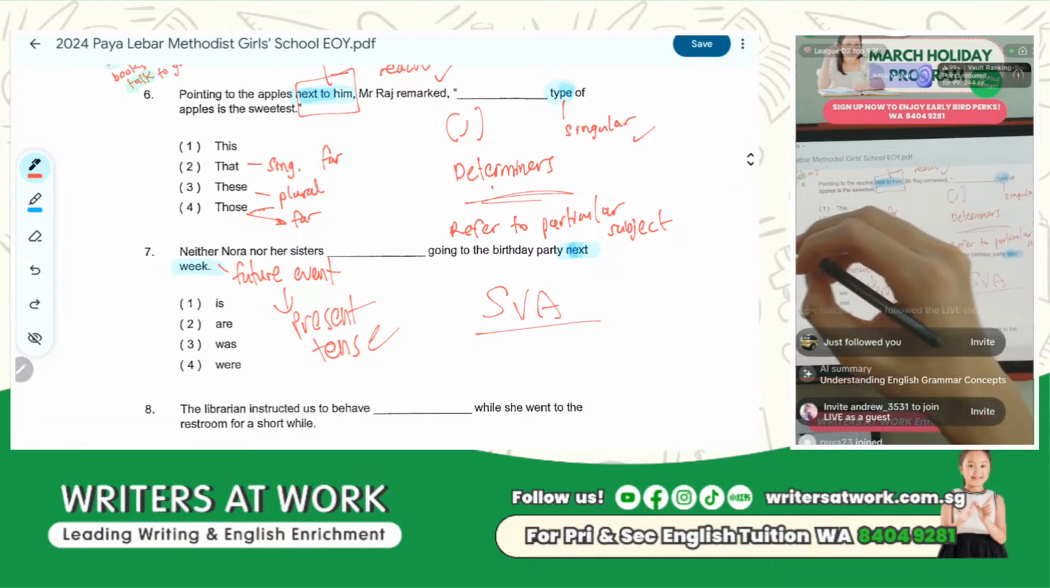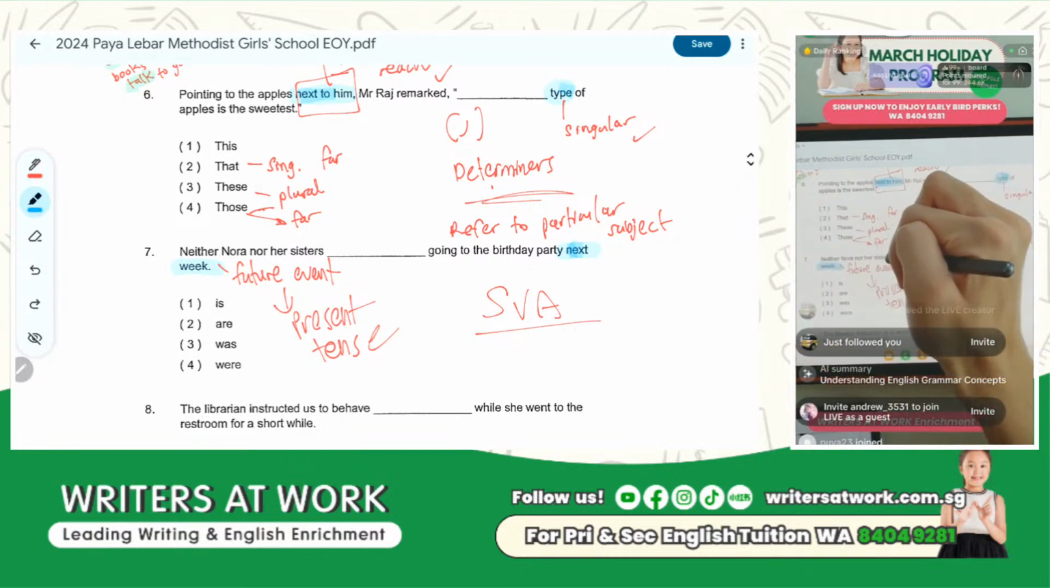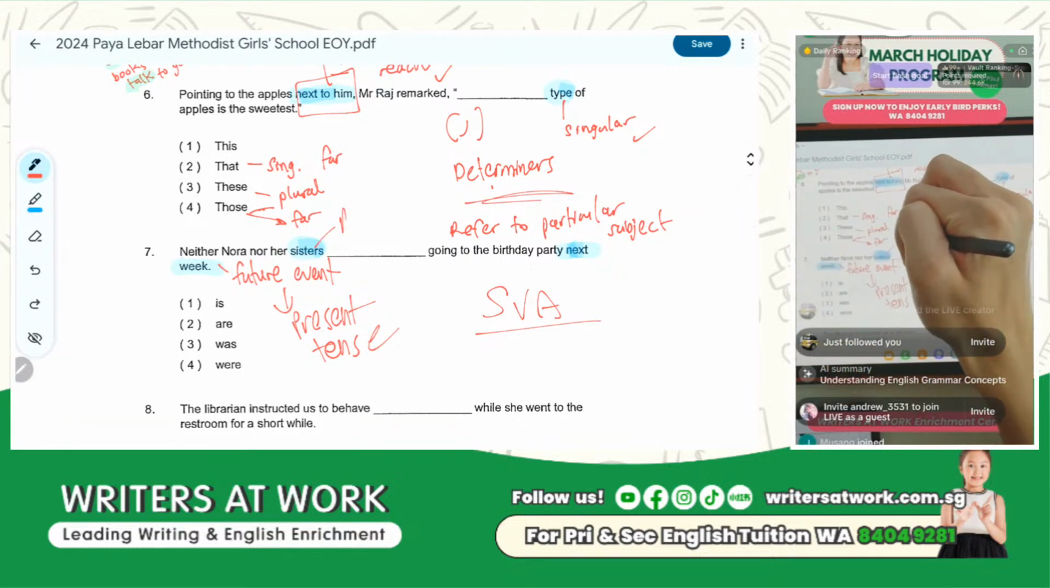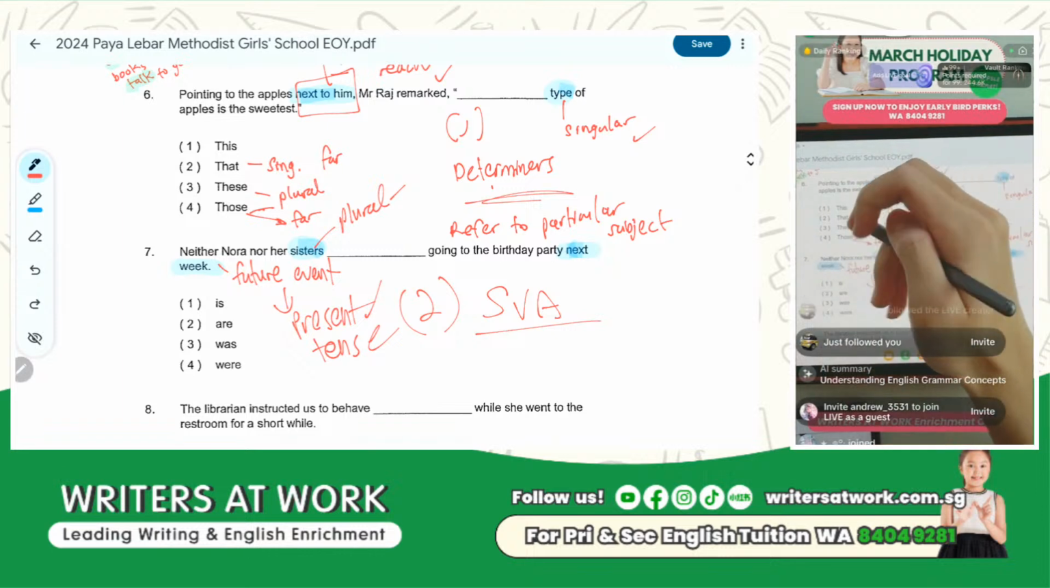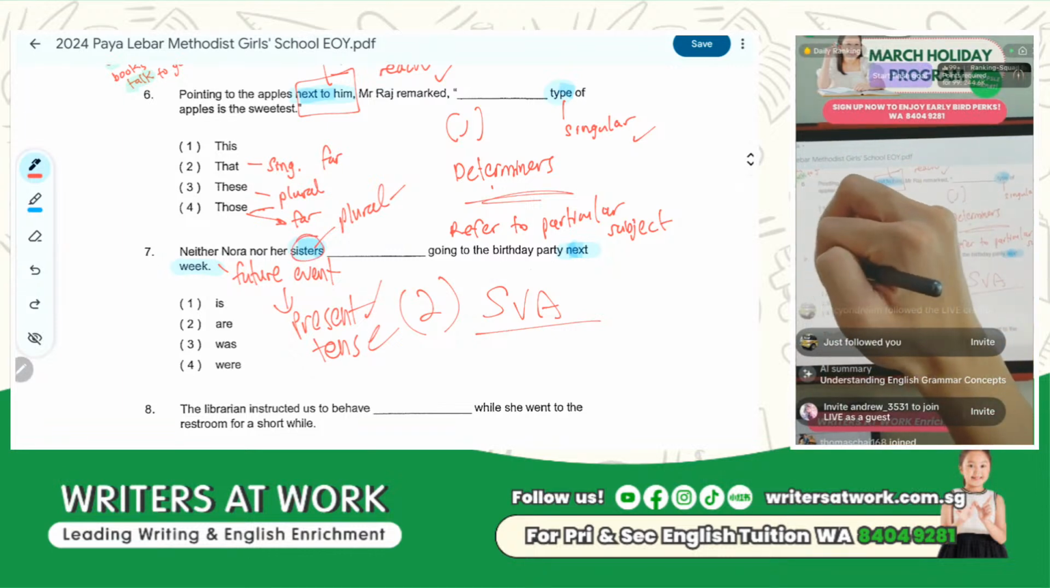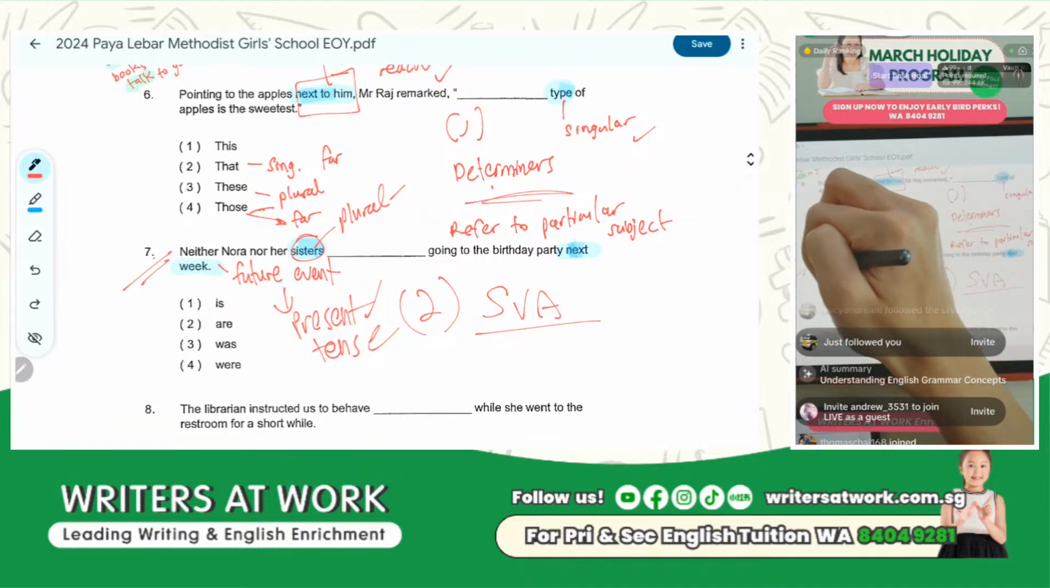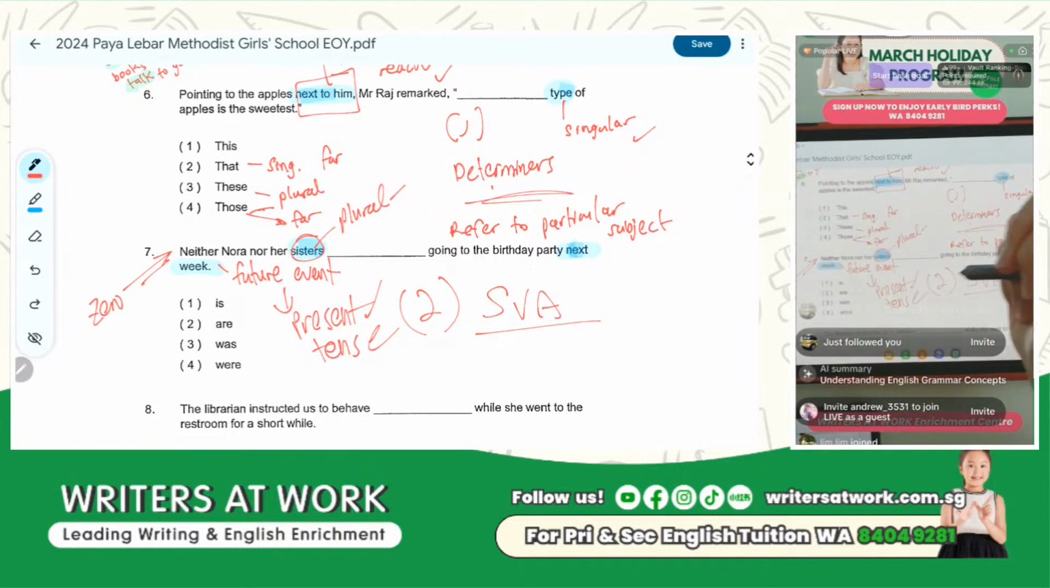Next, sisters. This is plural. So we will use are. Okay, because present tense and plural. Now, some of you may be asking, why is it that we are looking at sisters? Since the sentence starts with neither, which already means zero. Right? Neither, that means nobody. Well, for this case here, we need to apply what we call the rule of proximity.